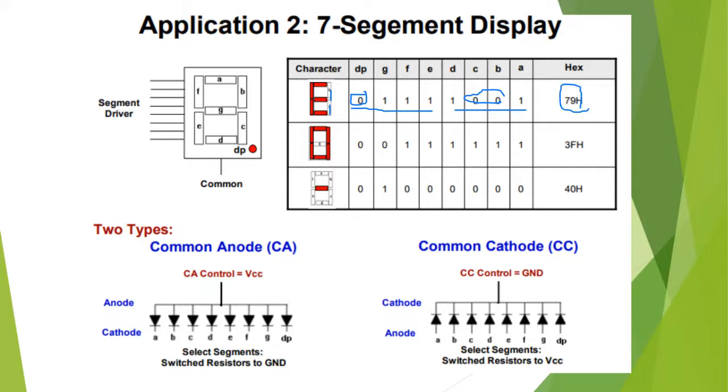And for O, we can see that all the segments are on except G. So look at here, G is off, and also the dot point. So that means it is 3F.